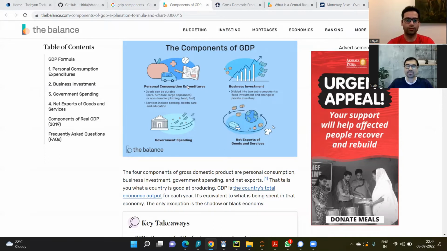Consumption expenditure is very simple. Like you are buying something, you are buying food, you are buying vehicles, you are buying real estate, you are buying any sort of furniture or whatever things it may be. All of that goes into personal consumption expenditure. Business investment is nothing but businesses spending money because they need to purchase their machinery, they need to create some sort of human resource so that they can invest that human resource into creating some products, right? So all of that will go into business investment.